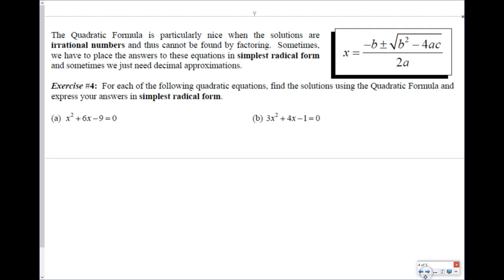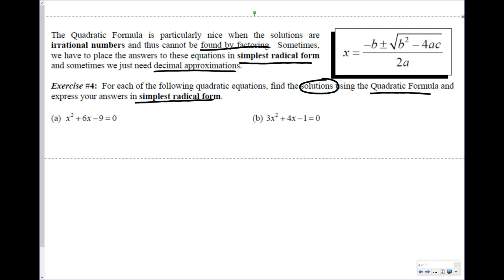And that kind of brings us to this next problem. The quadratic formula is particularly nice when the solutions are irrational numbers and thus cannot be found by factoring. So there's a lot of quadratics whose solutions you can't factor. So sometimes we have to place the answers to these equations in simplest radical form, and sometimes we have to make decimal approximations. Okay, so for exercise 4 it says, express your answers in simplest radical form using the quadratic formula. Okay, and it says find the solution.